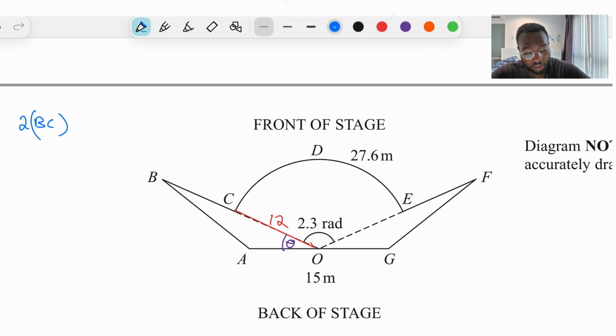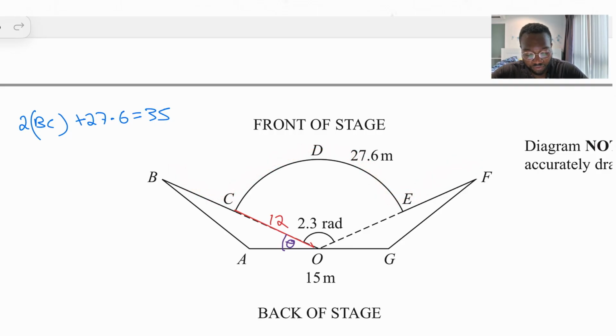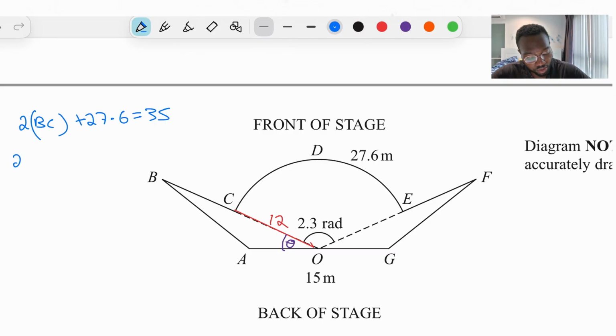So 2BC plus the 27.6 is equal to 35, because they tell us that BCDEF is 35 meters. If the CDE bit is already 27.6, we can just work out what BC is. If we do 35 take away 27.6, we get 2BC is equal to 7.4. So BC is equal to 3.7. Using the purple one this time, we know that this length here is 3.7.